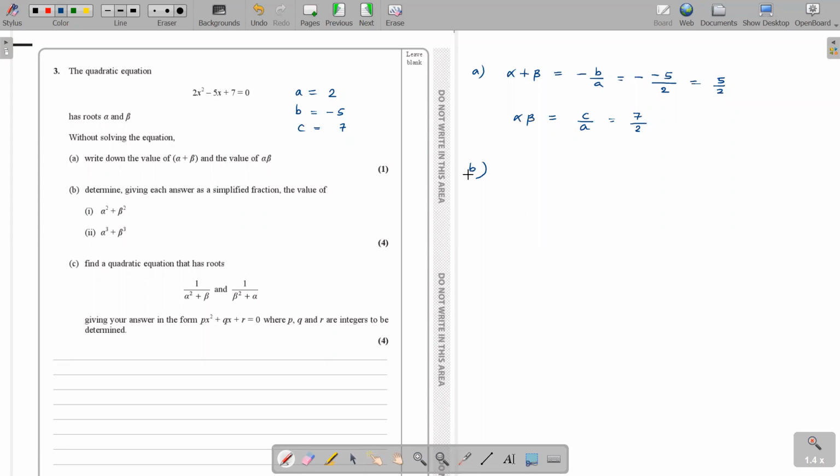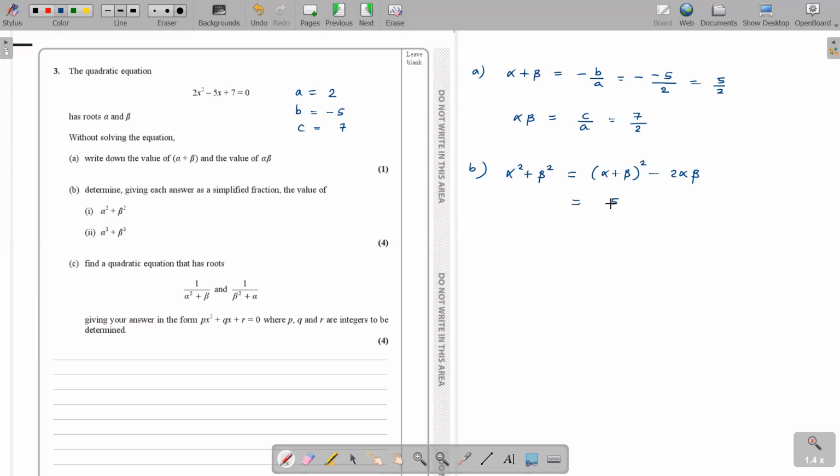Determine giving each answer as a simplified fraction the value of alpha square plus beta square and alpha cube plus beta cube. So these are two equations that are directly provided to you in your textbook. Okay, the two equations are provided. Alpha square plus beta square equation is given in your textbook directly as what? Alpha plus beta whole thing square minus 2 alpha beta. Okay, so it's provided in your textbook and this is a formula you are directly allowed to use. Okay, so directly use it.